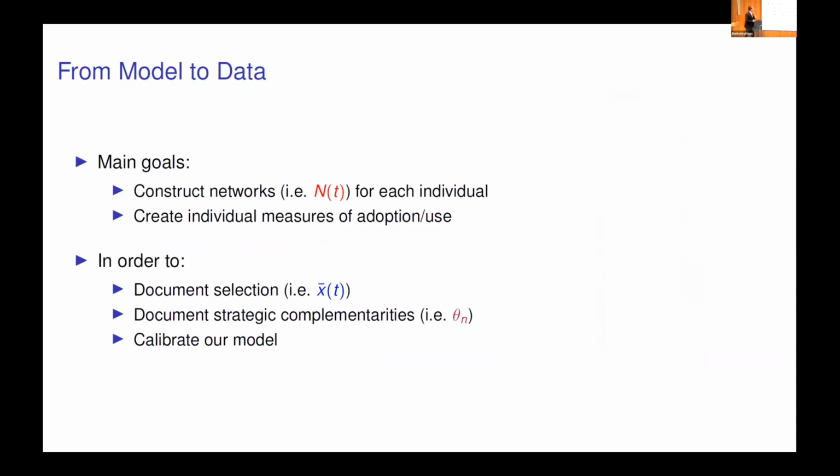What is my goal? My goal is to construct measures of networks, N. So this could be your friends, your family, your coworkers. I want to create measures of adoption and use, your number of transactions. I want to know if people that really want the app adopt first, so selection. And I want to measure theta N, because that's the parameter that determines whether we have multiple equilibria, whether I need to subsidize people. Theta N is the key parameter here.